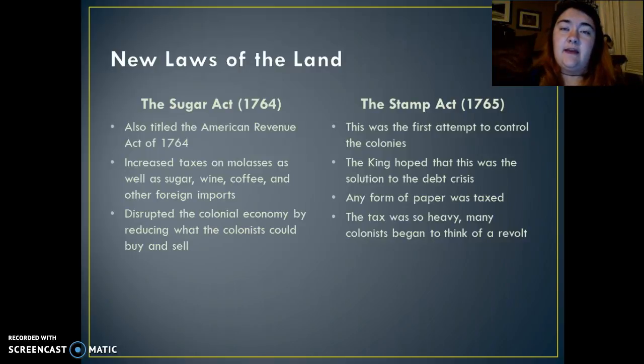And so he was hoping that by taxing his people more, he would be able to pay off that debt quicker. And so he basically taxed any form of paper. So that means your journals, your paper, the newspaper, anything that would require any form of paper was taxed, and taxed so heavily that many of the colonists began to start to think of a revolution.